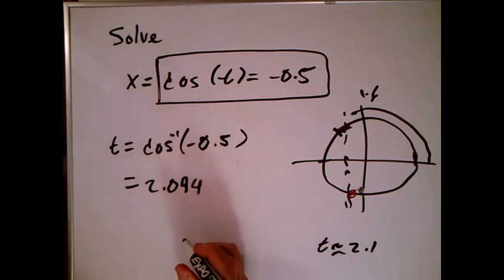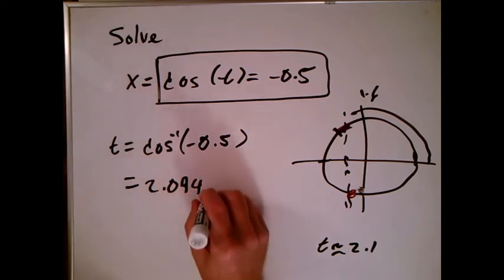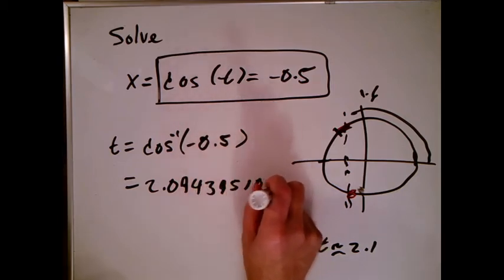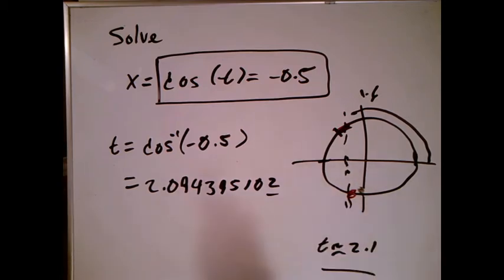And again, I'm including all the decimal places because I don't know what it's going to be used for. 395, 102, like that. And you can see that 2.1 was pretty close. So it's not so bad. So solving a trig equation with inverse cosine gets us a good answer, and then we can check our answer.